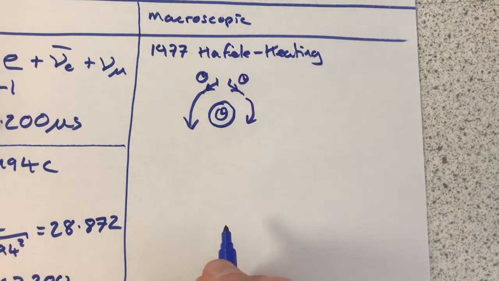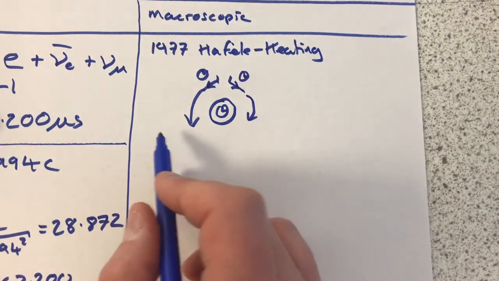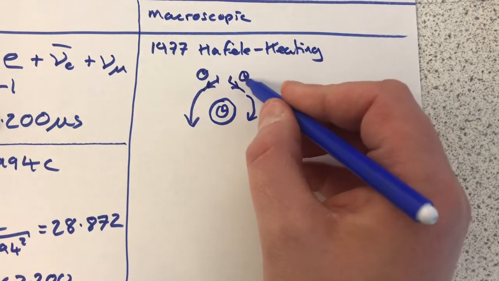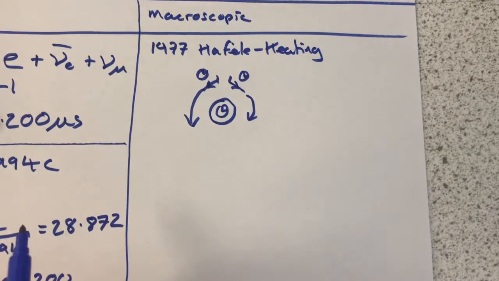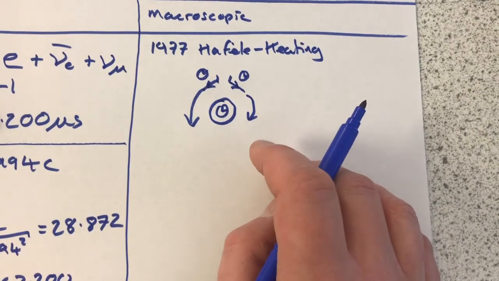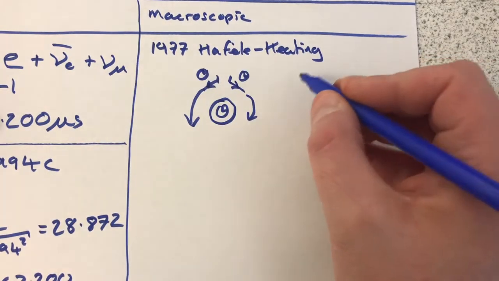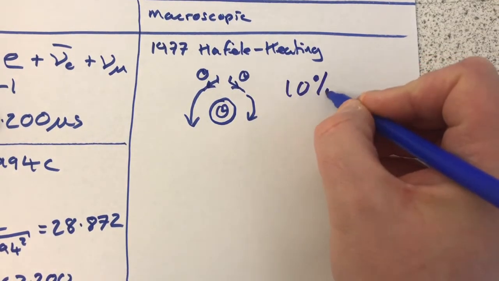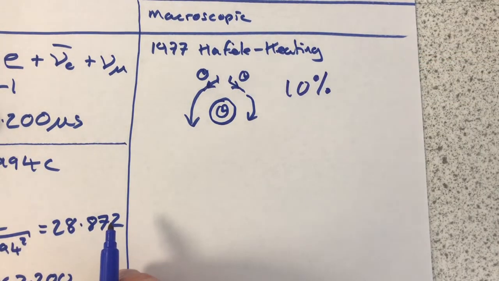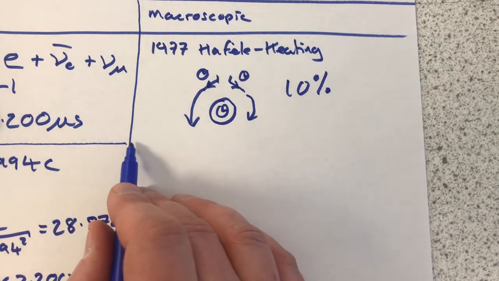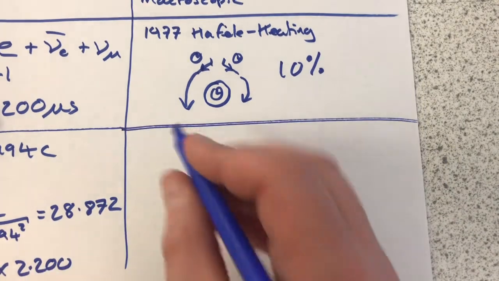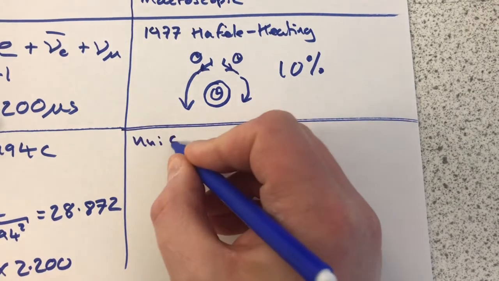Round and round the world they went. And when they got back, they compared these clocks that were on the planes to the clocks that were supposedly at rest on the Earth. And they found that the time dilation between the clocks was within about 10% of the values that were predicted by Albert Einstein's theory.